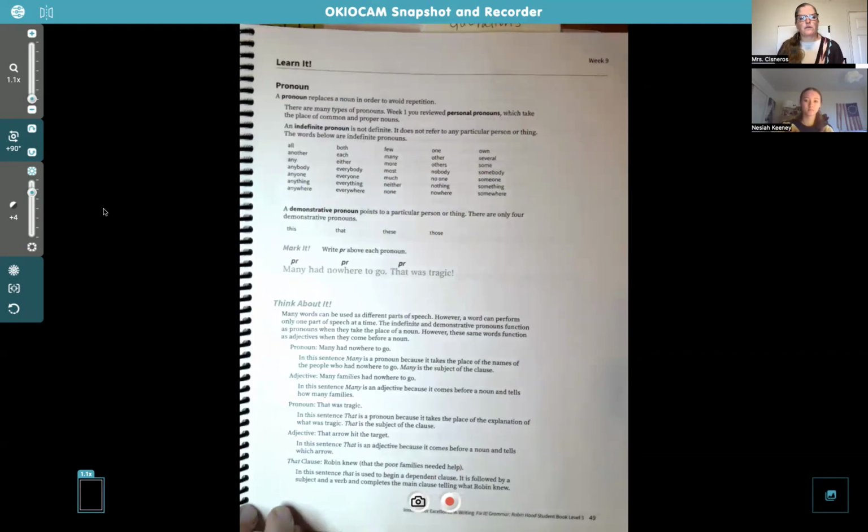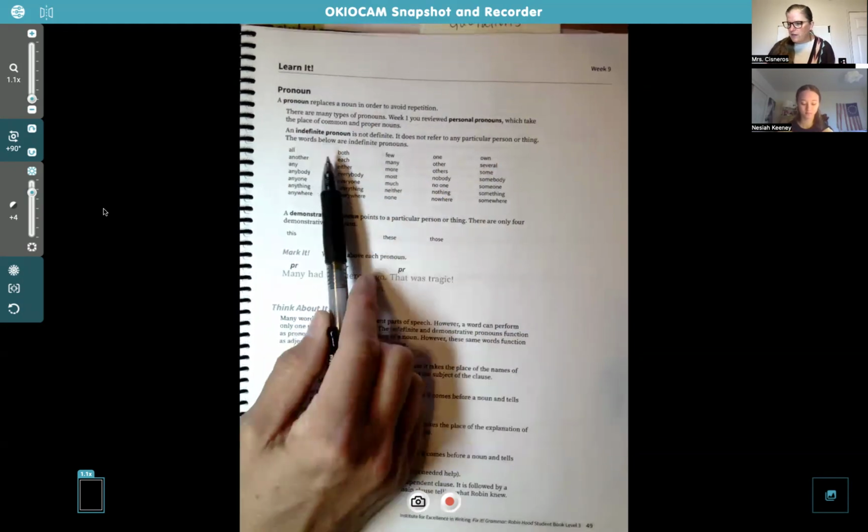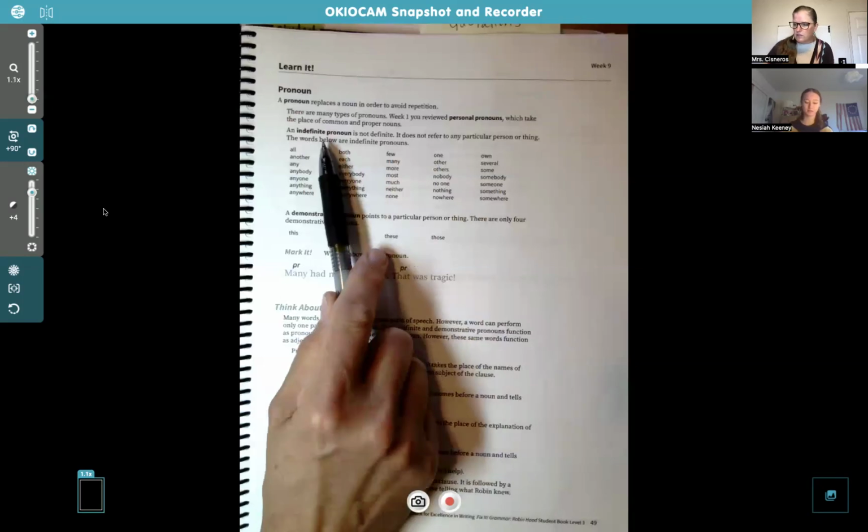Page 49, we're talking about pronouns. Just when you thought you knew what pronouns are. So we already know personal pronouns are he and she and it and they and them, those types of pronouns. They take the place of a common noun or a proper noun. But we're going to talk about indefinite pronouns. Those are a little different.